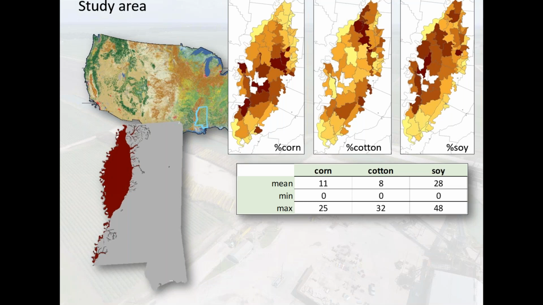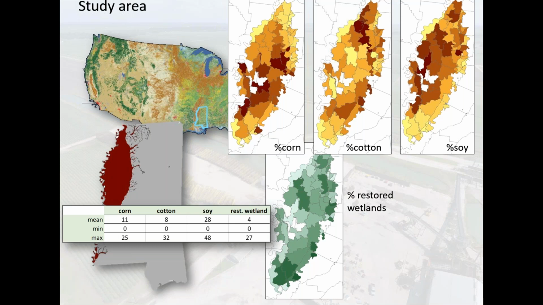Within this landscape, pretty intense agriculture takes place. Here are three maps showing the percent of each of these hydrologic units within the Mississippi Delta that, in the year from which I obtained these data, I think maybe 2012, was in corn, cotton, or soybean row crop agriculture. And you can see in the table below the minimum percentage per hydrologic unit. Some of these had none of any of these crops. Some of them have as much as 50% cover of that watershed in soybean, for example.